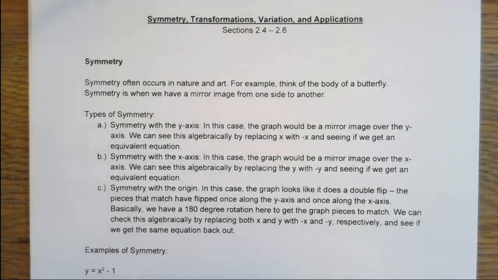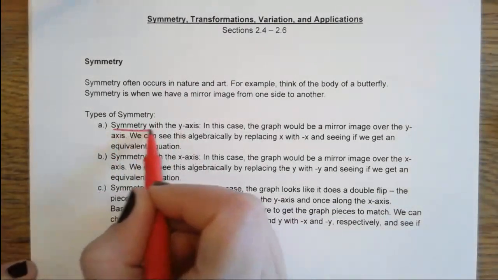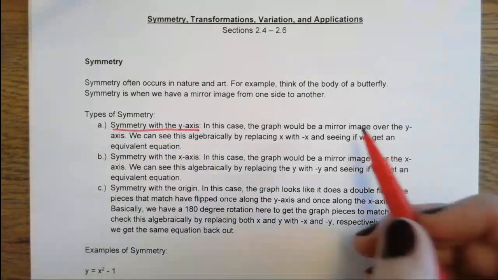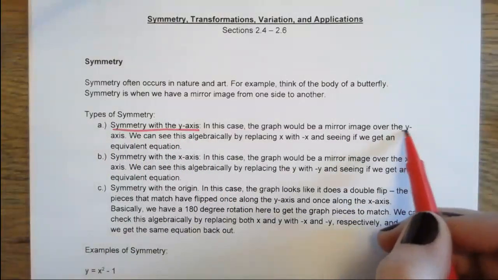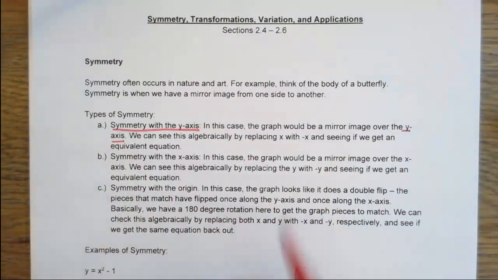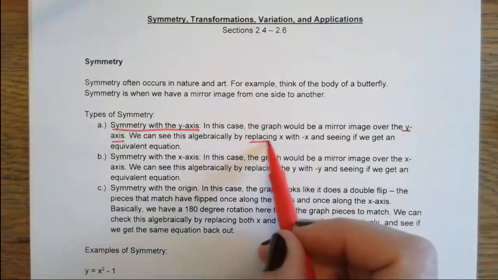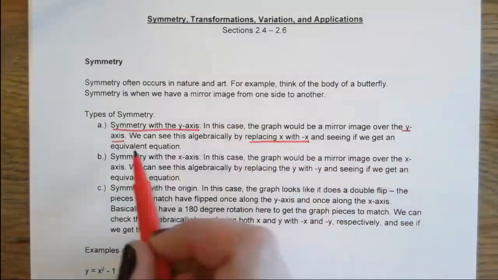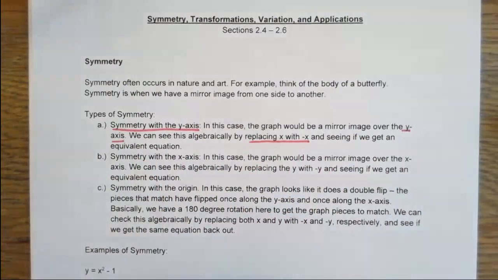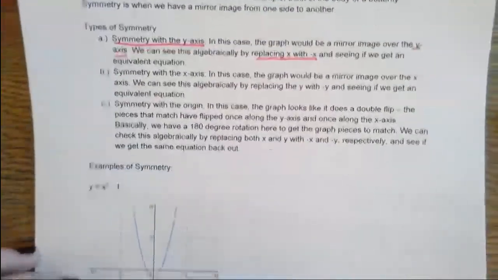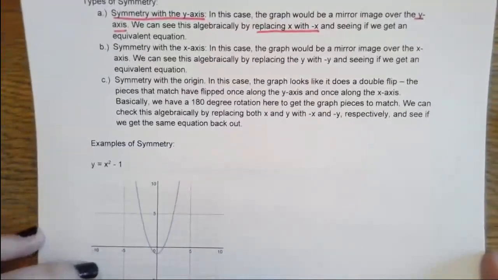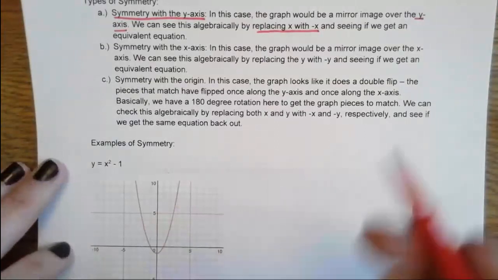I'm going to get three different colors out just to talk about this. So symmetry with the y-axis, the graph is a mirror image over the y-axis. We can see this graphically, and I'll show you an example in just a minute. And we can also see this algebraically by replacing x with negative x to see if we get the same or an equivalent equation back out. So I'm going to kind of bop back and forth and show you an example while I go through the different kinds of symmetry. So here's an example of the first one.